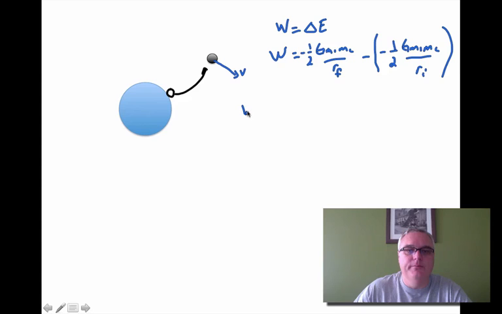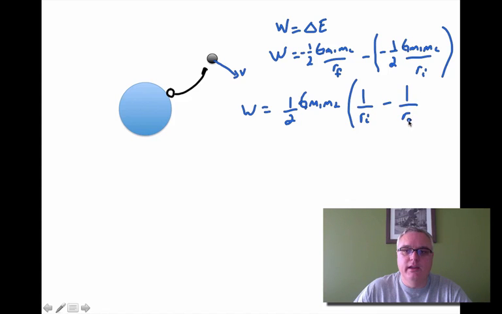Right? So once we take care of all of the negative signs here, what we have is 1/2 times G times m1 times m2 times 1 over the initial radius minus 1 over the final. Right? So I factored out the common elements, took care of the negative signs so that I have a nice, neat formula. So again, this now tells me the amount of energy I need to go from one orbit to another orbit.